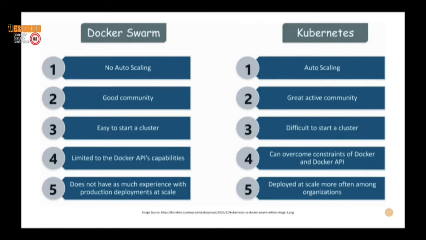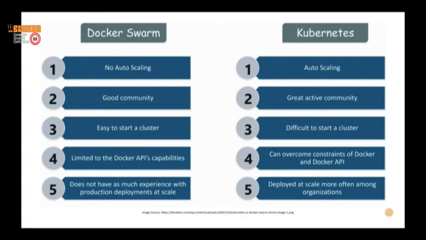From an API capabilities perspective, Docker Swarm, because it's a Docker-owned product, is limited to supporting only the Docker APIs, whereas Kubernetes is not agnostic to Docker, so it can overcome the constraints of Docker and the Docker APIs as well. So that's another reason why it is being widely used.